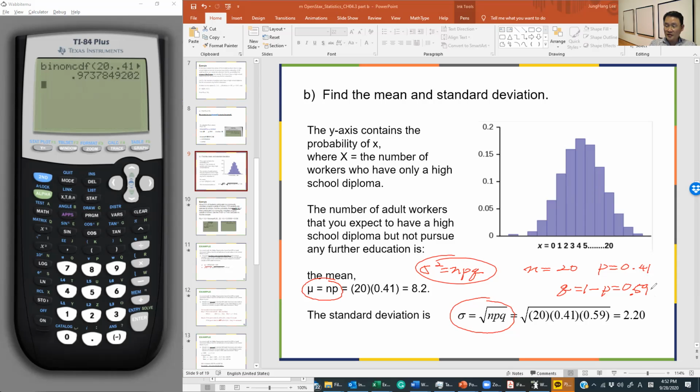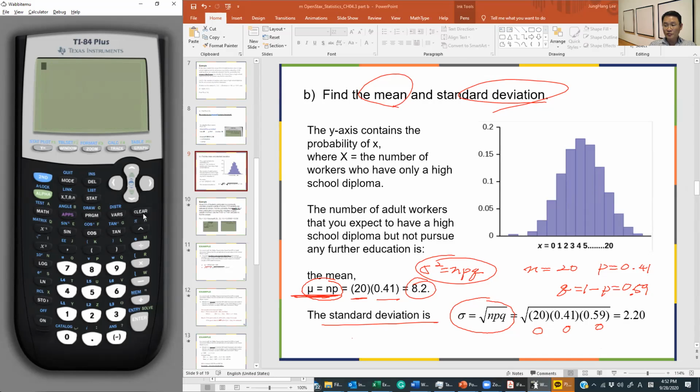Just like that. So first, for the mean, n, 20 times 0.41, 8.2, right? And the standard deviation, because the question says find the mean and the standard deviation. They didn't really say find the variance, right? So standard deviation should be the square root of n times p times q. So if you type this one up in the calculator, that's what you are going to get.